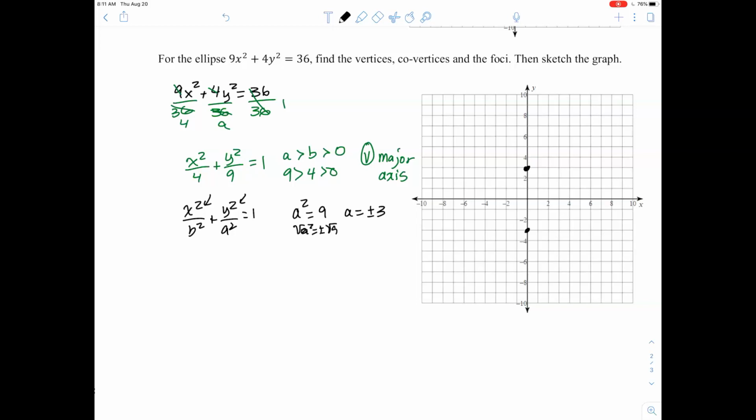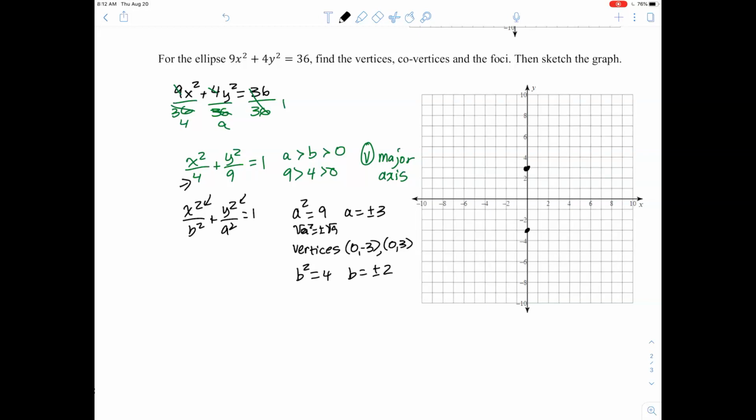So now I could say, okay, so my vertices are at 0, negative 3, and 0, positive 3. So those would be my vertices. Now let's find our co-vertices, and they come from your b squared. So b squared equals 4 in this situation. So that's going to mean that b equals plus and minus 2, and I hope you can make that jump.